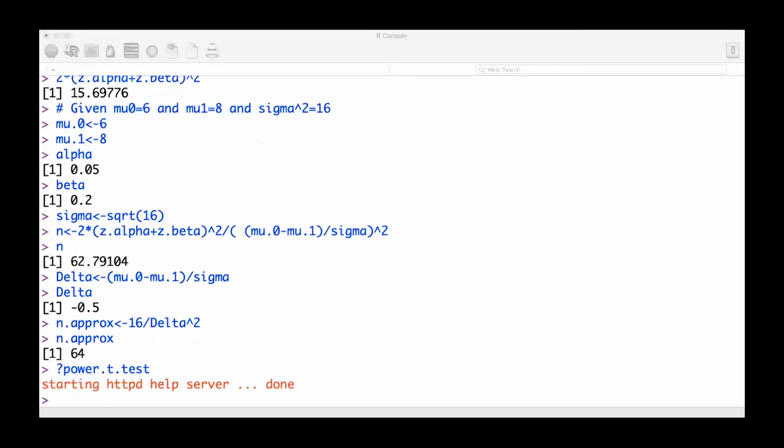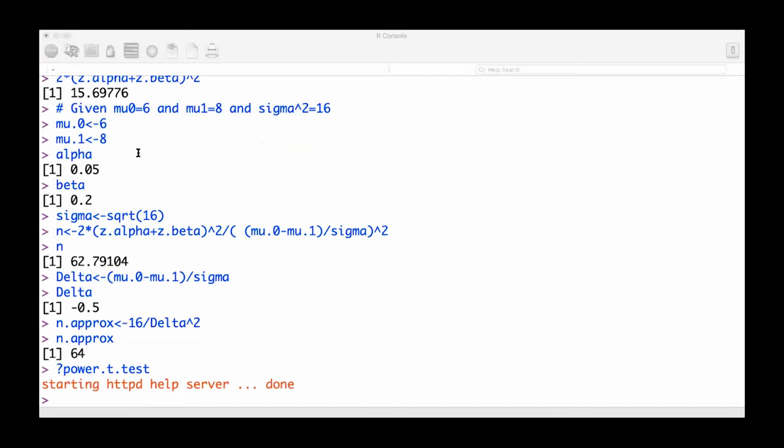If you look at the help on power.t.test, it will compute the power for a 1 or 2 sample t-test. You can specify the sample size, in which case it will calculate the power, or you can specify the power, in which case it will give you the sample size. Notice that if we want the sample size estimated, we leave that blank.